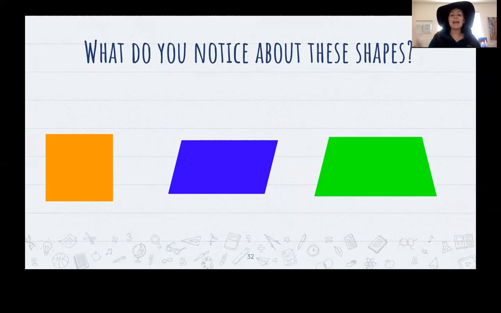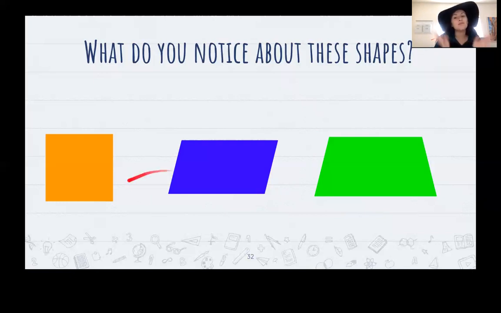Miss Hernandez might say, I noticed that this orange shape had 4 sides and 4 vertices. But I also noticed that the blue shape and the green shape also had 1, 2, 3, 4 sides. But I also noticed that they look different, even though they each have 4 sides and 4 vertices. What we have here, these are called special rectangles. Special rectangles. Say it for me.